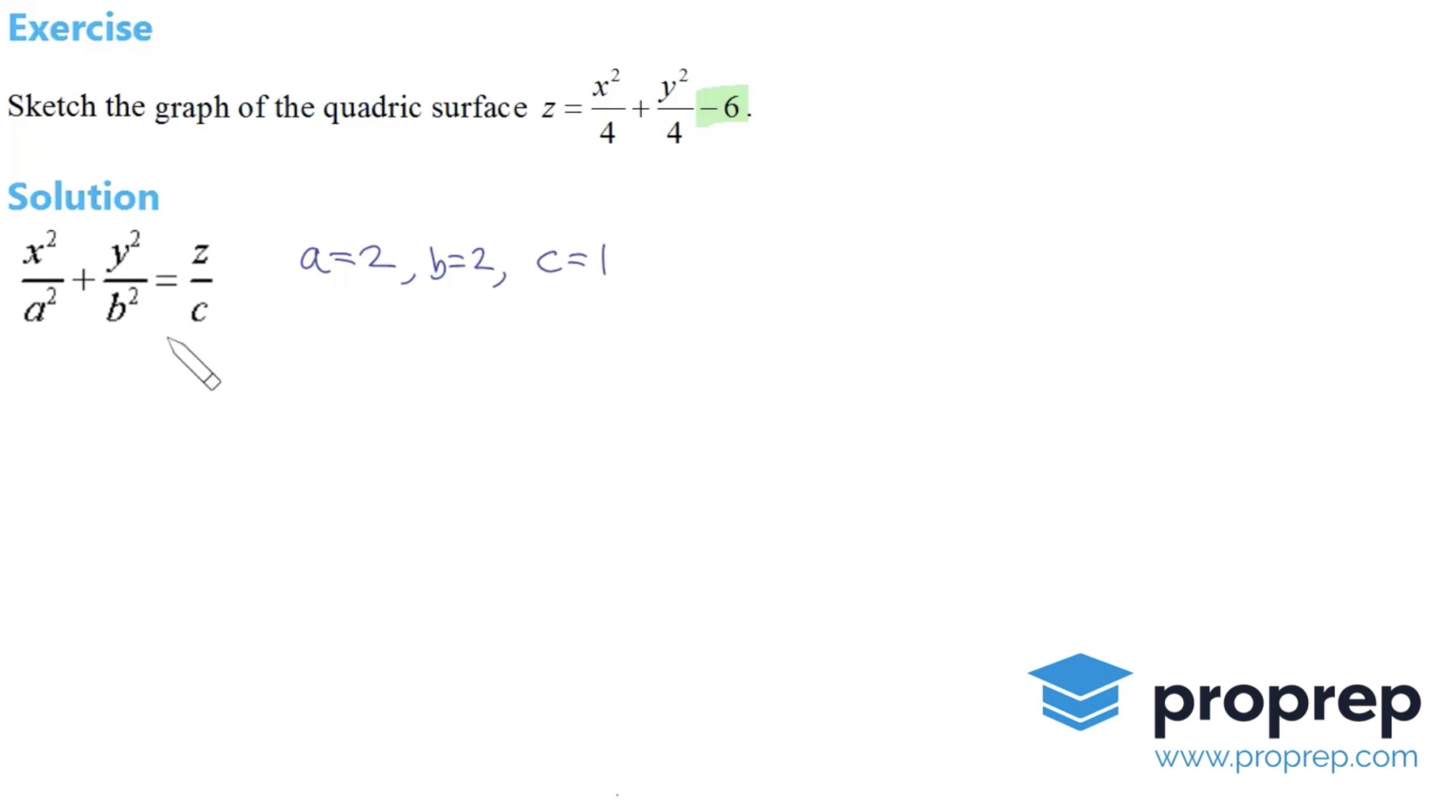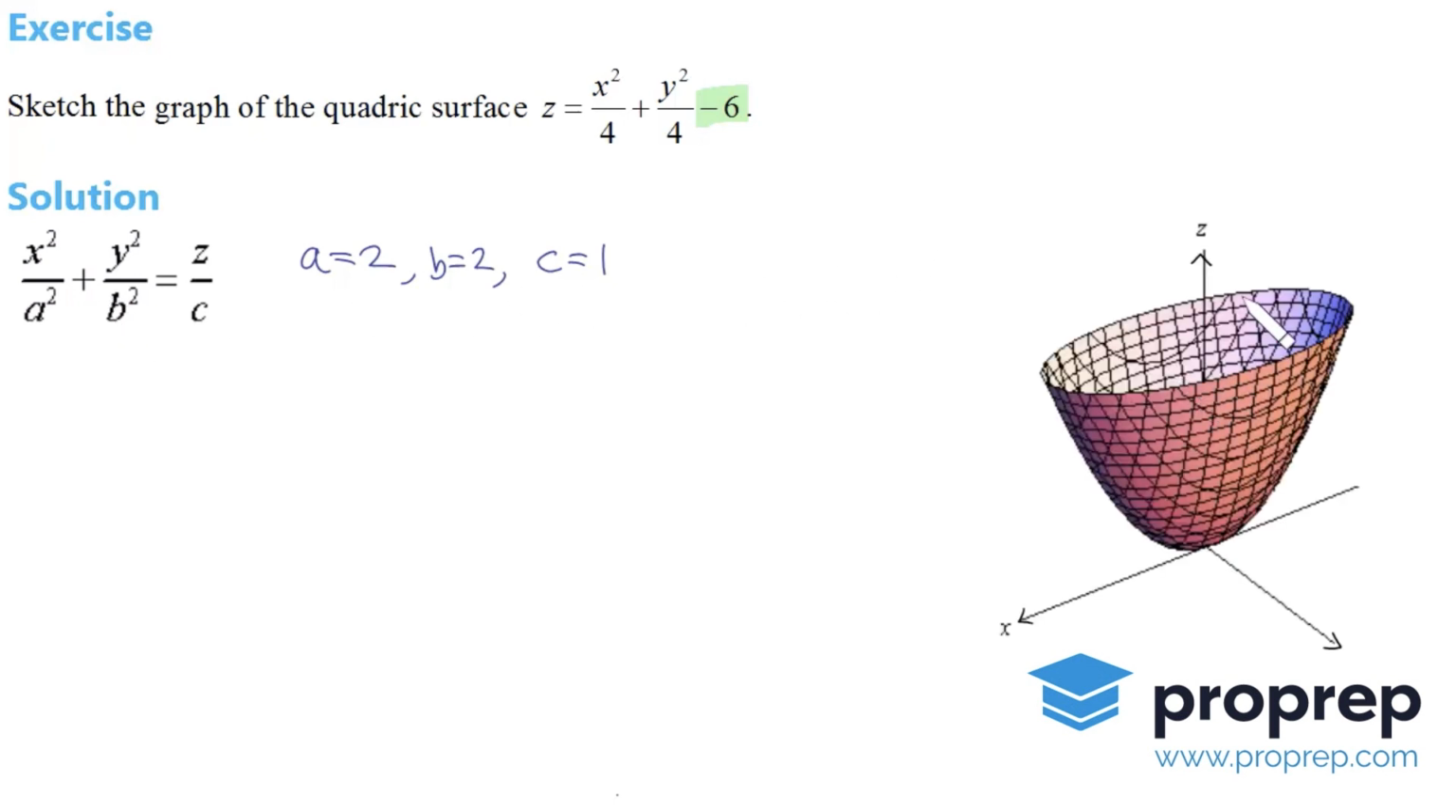And in general, the shape of this graph, I'll show you what it is. Here's what it generally looks like. The z is the one which is the odd one out amongst the three variables. If you saw something with a different order, like maybe it would be z squared over a squared plus x squared over b squared equals y over c, then y would be the odd one out.